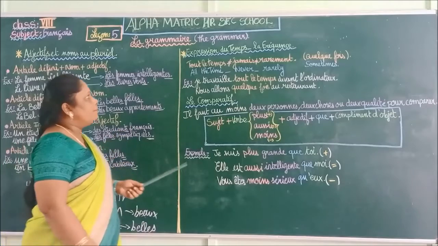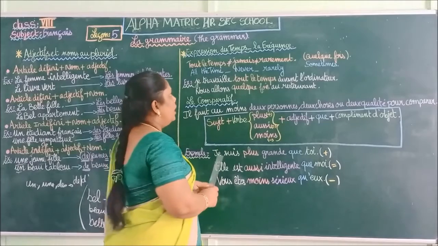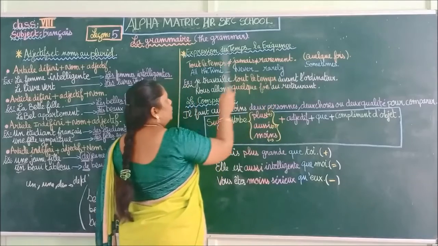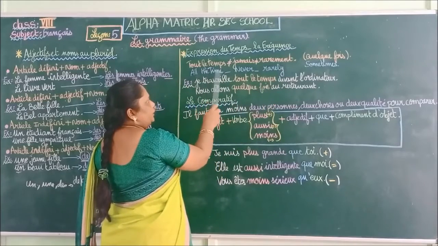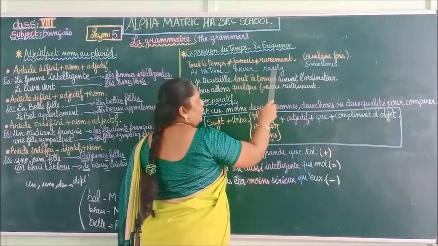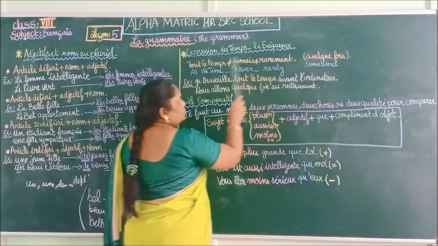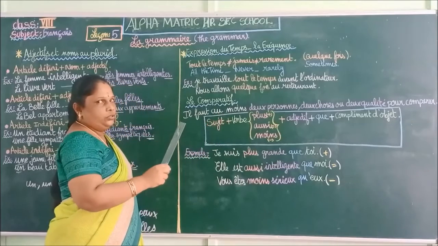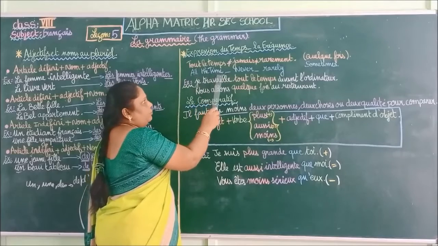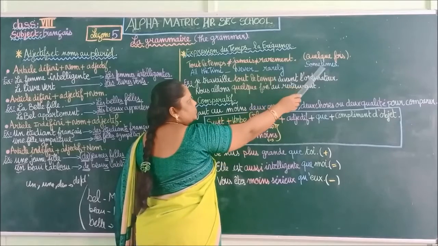Okay, so here we have expression du temps, la fréquence. So expression of time and the frequency. Okay, so tout le temps, all the time. Jamais, never, rarement, rarely. And you have quelquefois, sometimes. Okay, so I have written for you in English. You have to know the meaning in English. So, tout le temps means all the time. Jamais, never, rarement, rarely, quelquefois, sometimes.